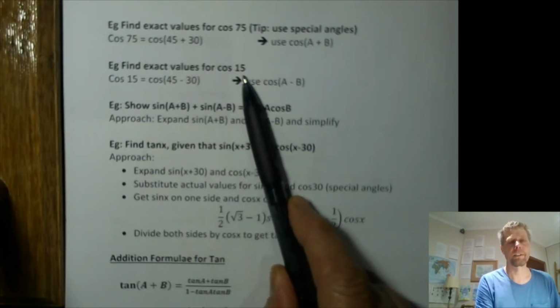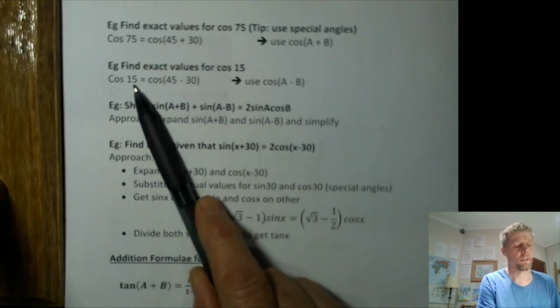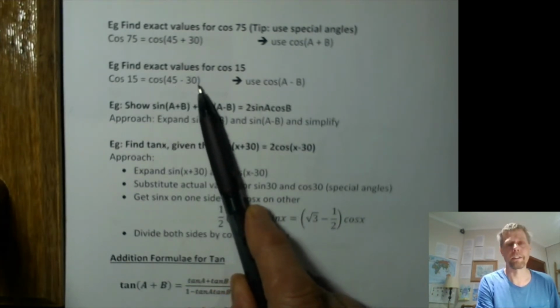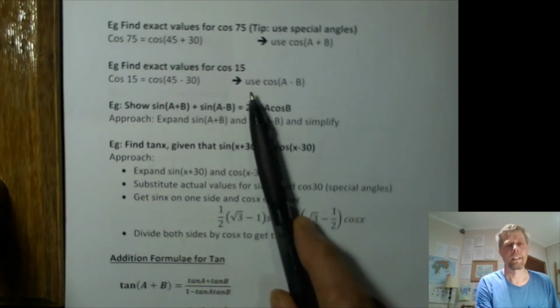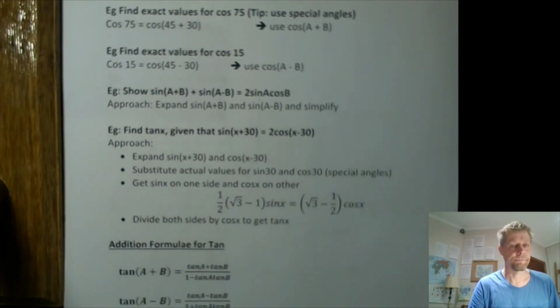And here's another similar example. Find the exact value for cos of 15. Well, cos of 15 is just cos of 45 minus 30. Now we've got the cos of a minus b, and we can expand that and put in the exact values.